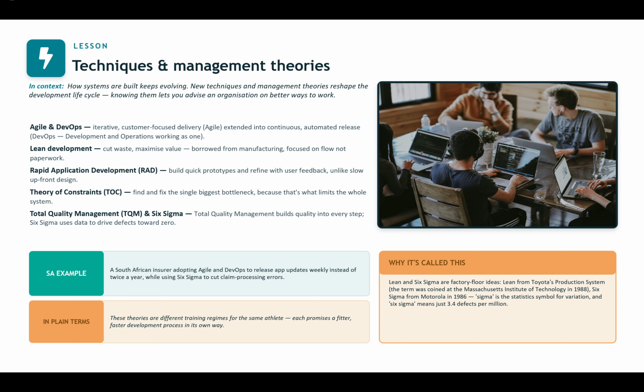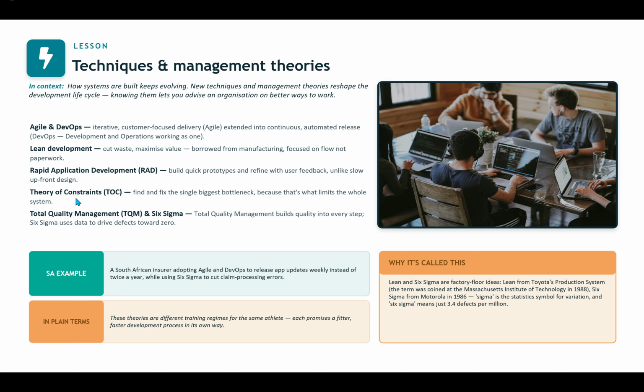Let's look at Agile and DevOps. This is iterative. We've already discussed this at length before, where we are looking at customer-focused delivery, which is Agile, which is extended into continuous automated releases, which is then DevOps, the development and operations working at once. So these are the techniques with which we are able to manage our systems and manage our projects so that we do what is right by our clients.